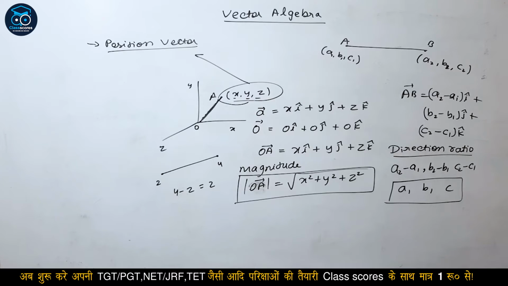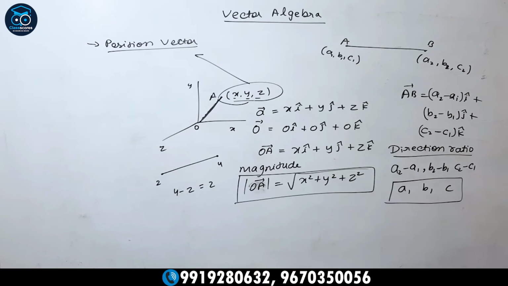Clear? So till now what we have covered: the first topic is position vector. What is a position vector? The vector which represents the position of any specific point, or you can say any locus point. Those vectors are known as position vectors.